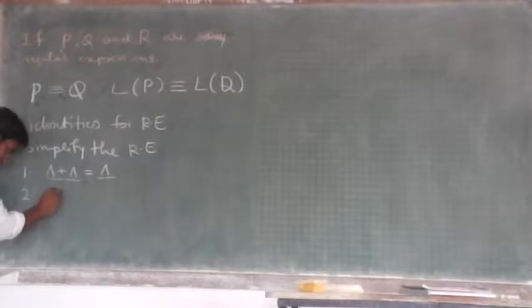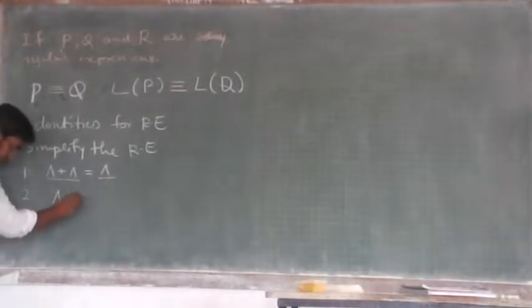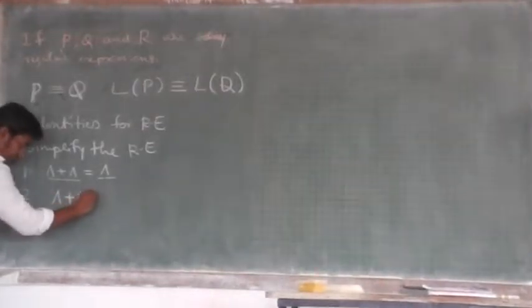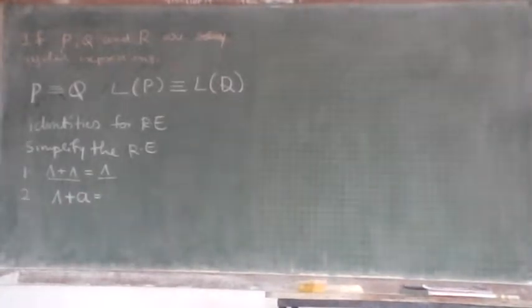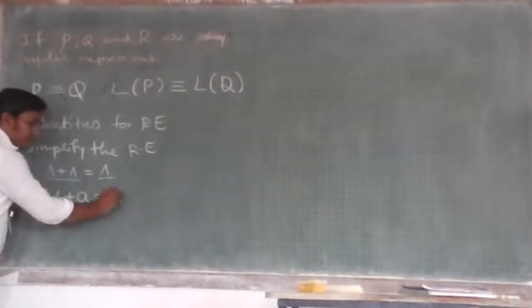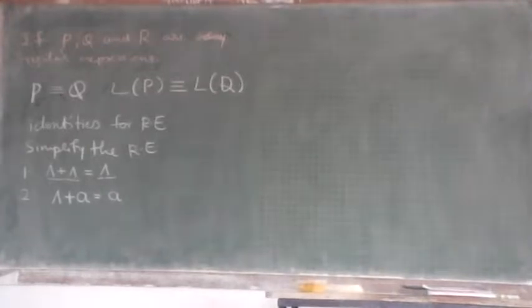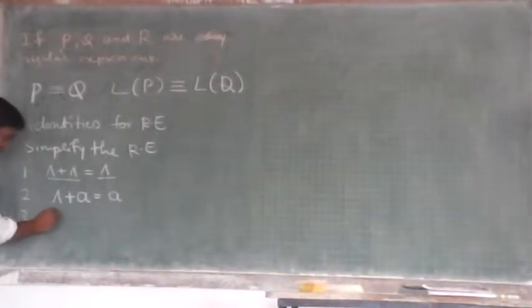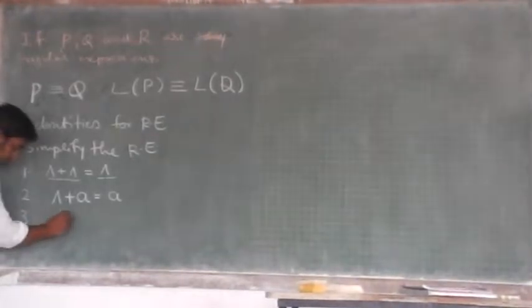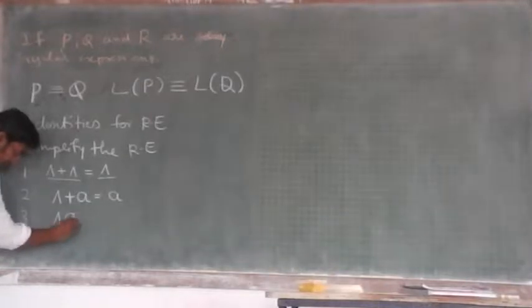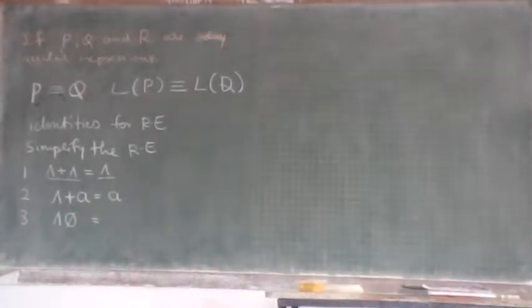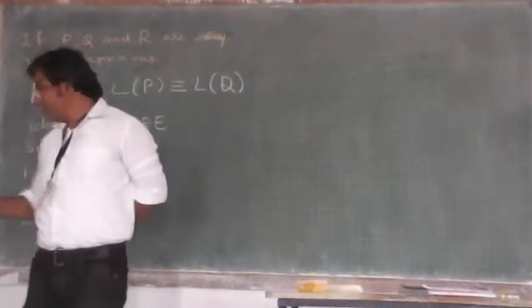So another identity I can consider. Null plus any regular expression A, what is the equivalent? Null plus A is A. Third, null into 5, or null and 5. It is equal to 5.